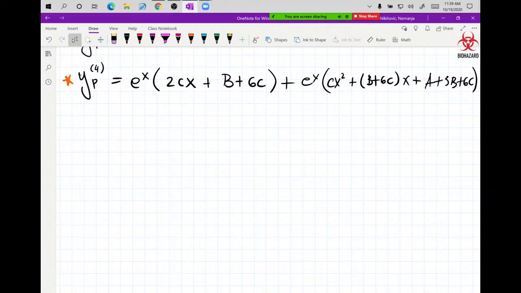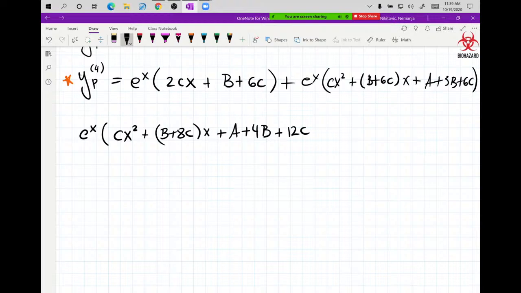So if I factor out again e to the x and mush the two parentheses together, I have cx squared plus b plus 8c times x plus a plus 4b plus 12c. So this is your y fourth power minus 2 times y of the second power, which was e to the x. I don't need the parenthesis here. E to the x, and now the parenthesis.